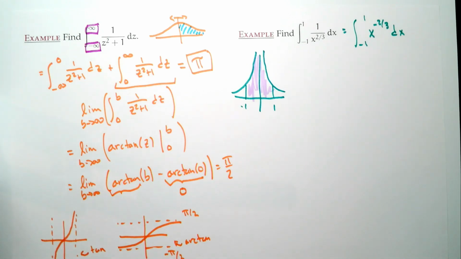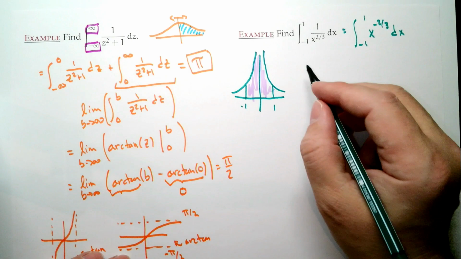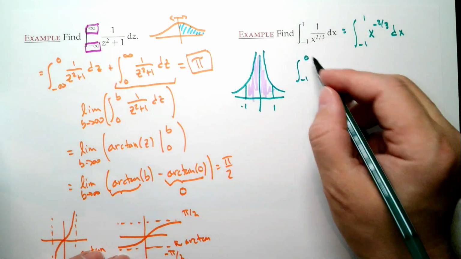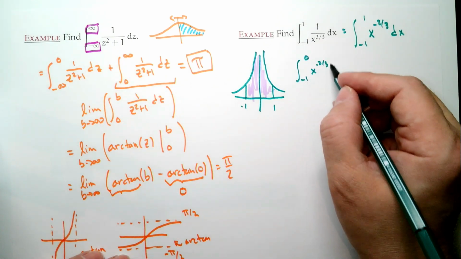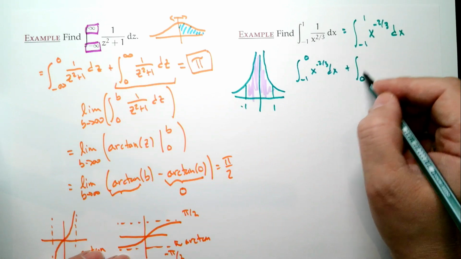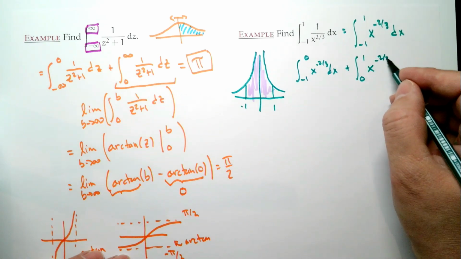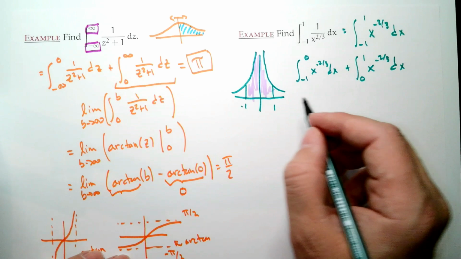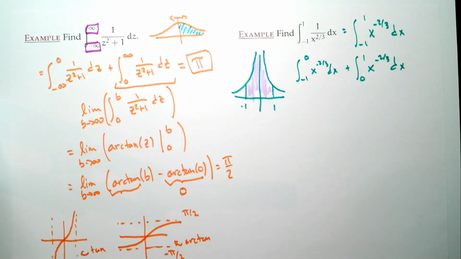All right. So we repeat the process. Now we can save ourselves some work. We have symmetry. This is an even function. So we know that this will break up into two pieces, negative 1 to 0 of x to negative 2/3, and 0 to 1 of x to negative 2/3. So we just have to do one. They should both be the same by symmetry. So let's work on the second one.